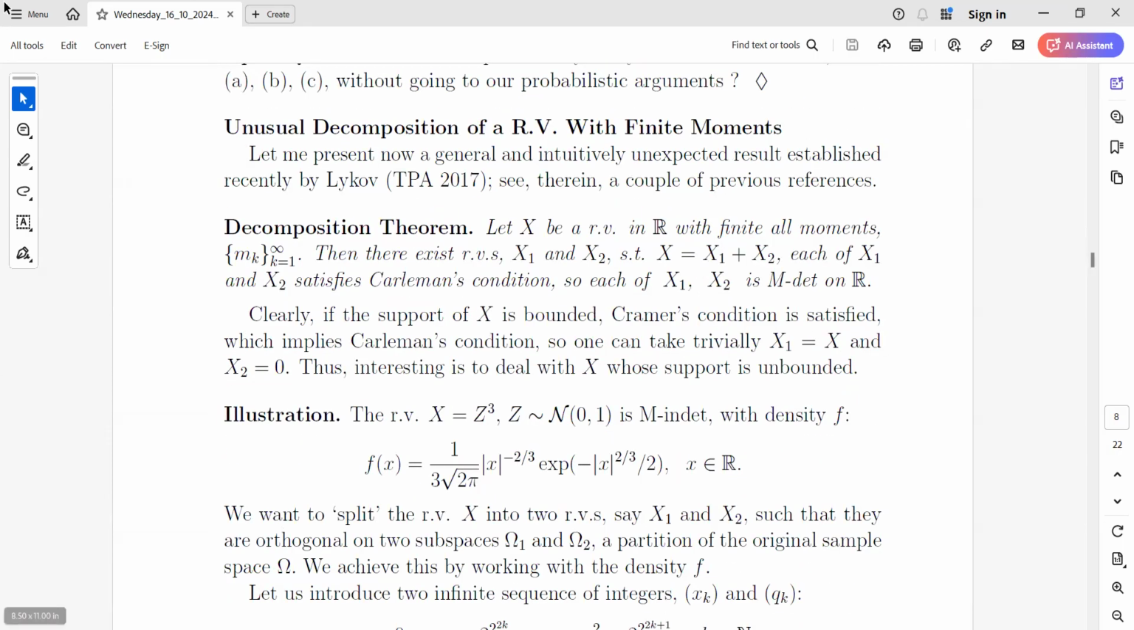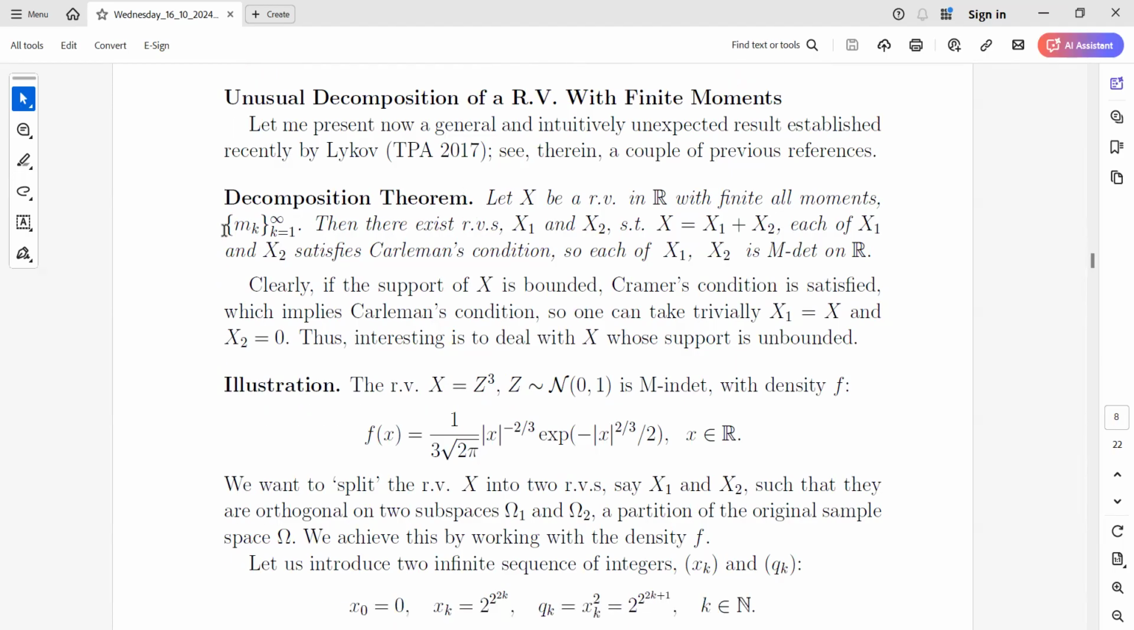And now I will tell you about another quite interesting result, which was published a few years ago by Konstantin Leikov. I'm wondering, Kostya, are you listening? Leikov is presently in Moscow. I hear you. Okay, good.